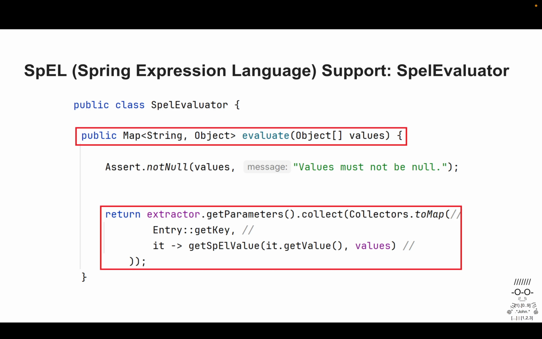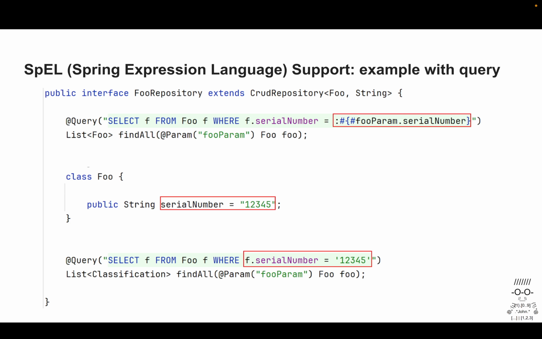Later on, another class from this package called SpelEvaluator goes through this map and evaluates each expression using the parameter values. For example, we have a SQL query where in the where section we are using an expression, taking the serial number property from the Foo entity. Let's suppose we have a Foo entity instance with the serial number equal to 12345. After evaluation, our query will look like that. Everything remains the same, but the where section contains the literal and not the expression.